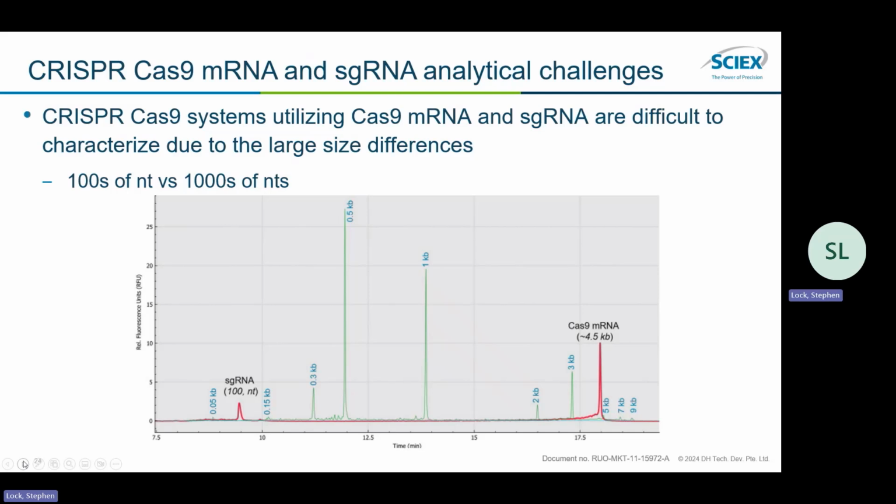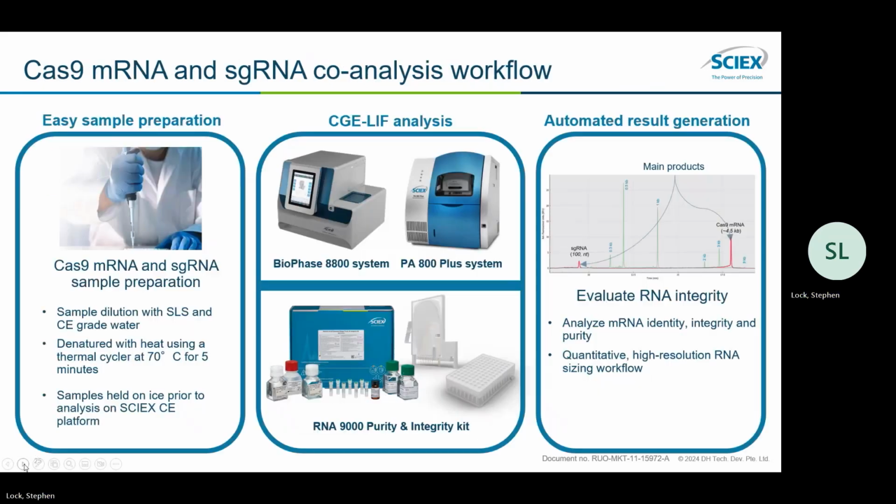So here you can see a separation, the red trace, of widely differing sizes of RNA molecules. The green trace behind it is basically an RNA ladder, which helps us give size estimations for the sgRNA and the Cas9 mRNA complex. And again, to do this, we actually used a new kit. We used a different gel because we needed to change the gel to look for the larger mRNA. So we used an RNA 9000 purity and integrity kit, which had a new RNA gel.